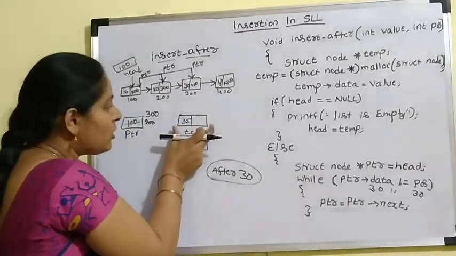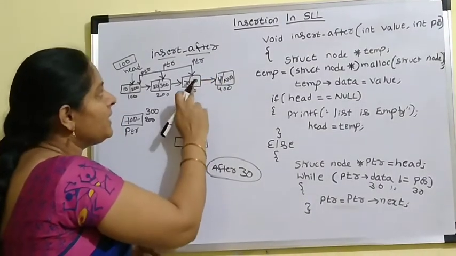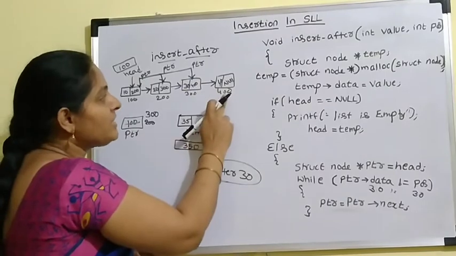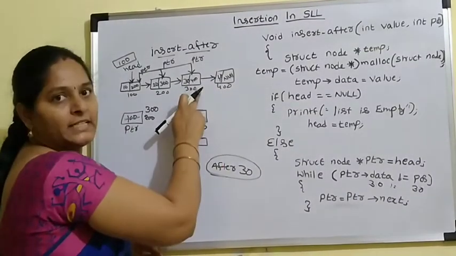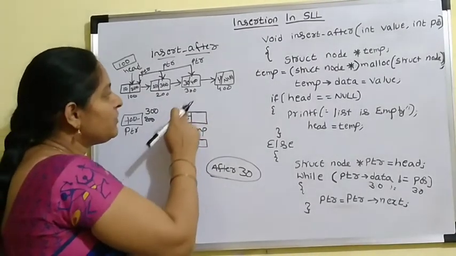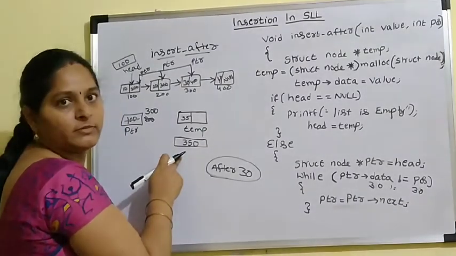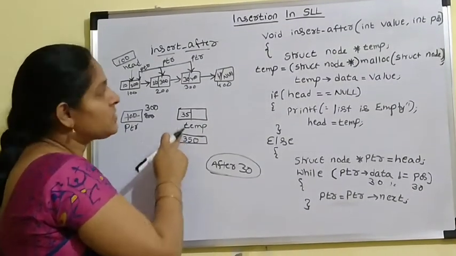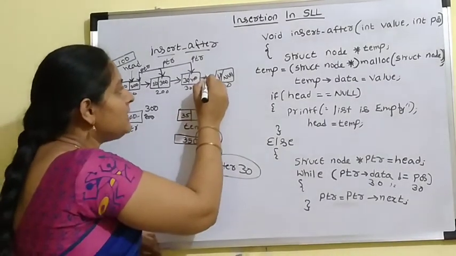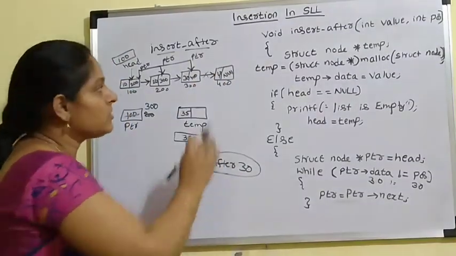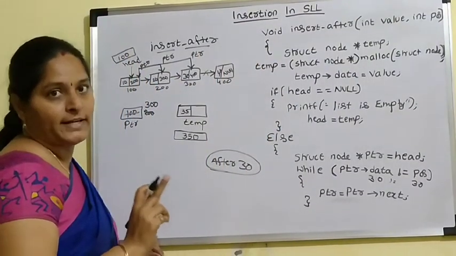Okay, after PTR, we need to place this temp node. So how to insert this temp node after PTR? Just try to understand this one. In PTR next field, previously we have 400. Now we need to place temp after PTR. Okay, so for that what we need to do? This 400 we need to replace with the temp address 350, right? So directly if you replace this 400 with 350, automatically this link will be disconnected. So this node will be separated from the list. So that should not be the correct one.